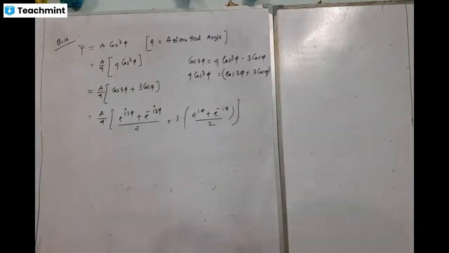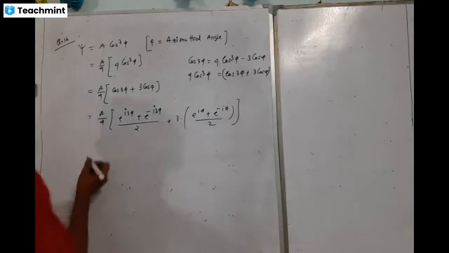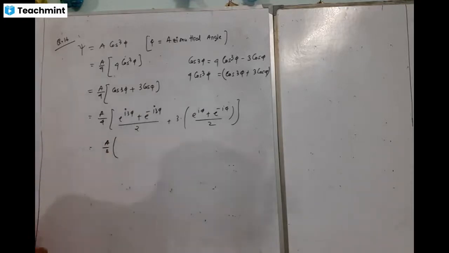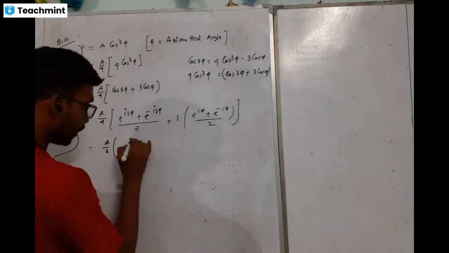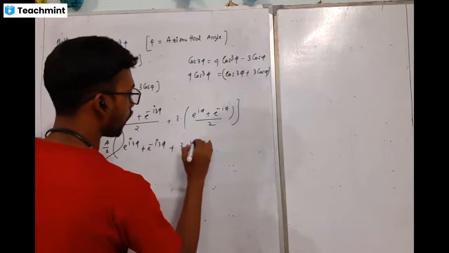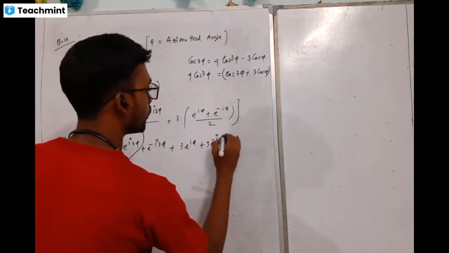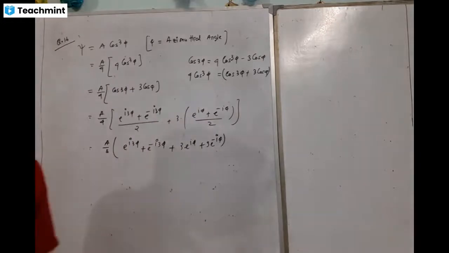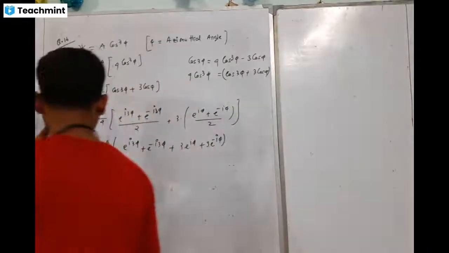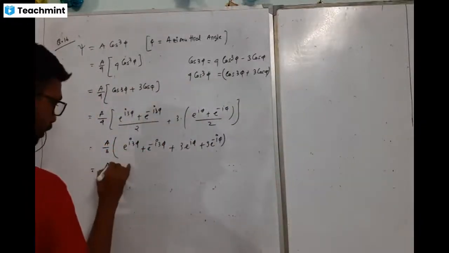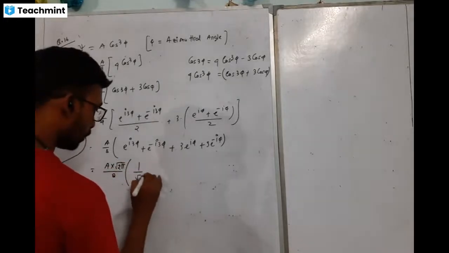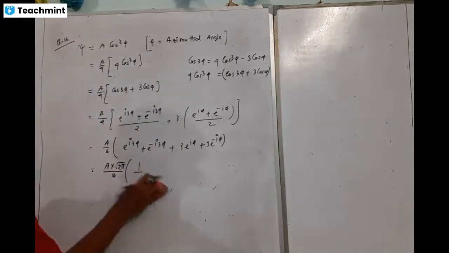So now this equals, basically, 2 taken out of the bracket, so it equals a by 8 times e to the power i 3 phi plus e to the power minus i 3 phi plus 3 e to the power i phi plus 3 e to the power minus i phi. Now multiply it with 1 by root 2 pi and divide by 1 by root 2 pi: a into root 2 pi upon 8 into 1 upon root 2 pi. This is important.